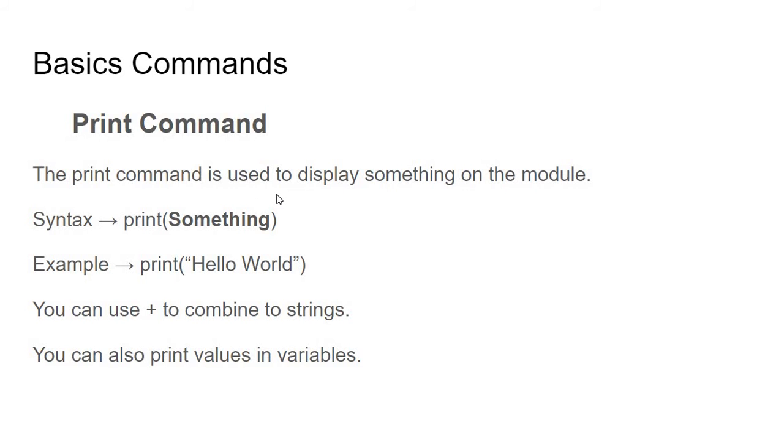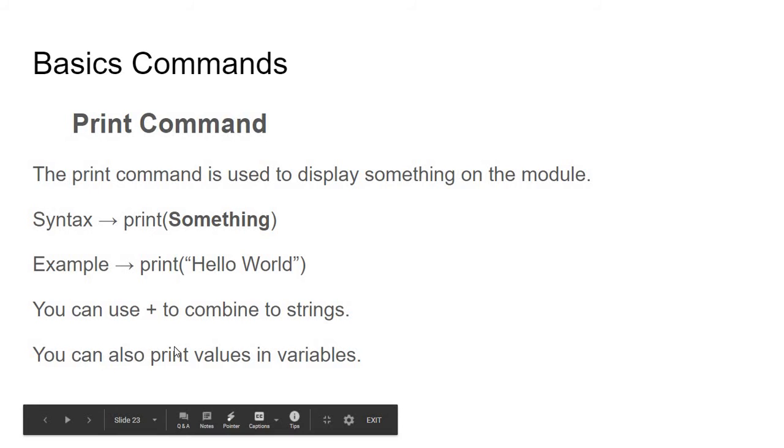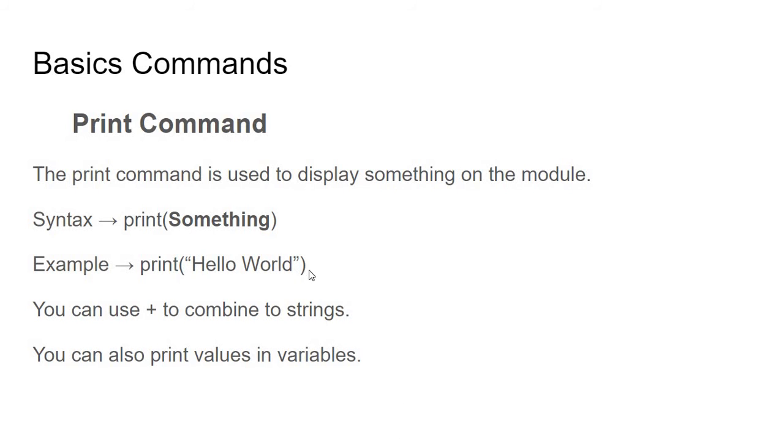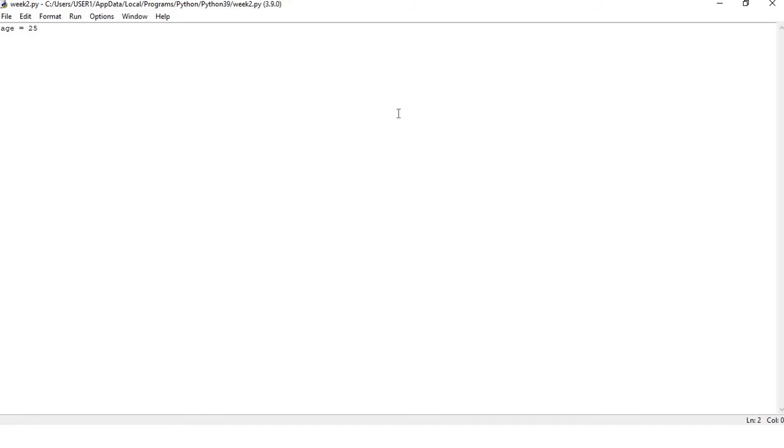without the quotation. Now, for example, let's say you have this hello world string, plus you have a variable which is a string. So you can use plus to combine the two strings. Now you can also print values in variables, as I told you. Instead of putting the whole string, you can just put the variable inside here. Let's try for age, okay?